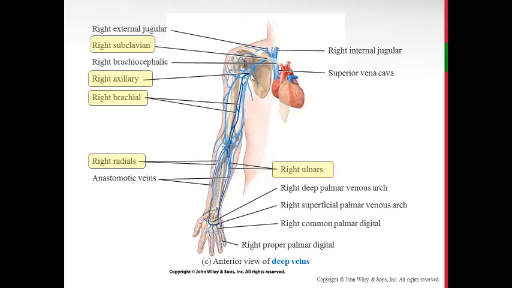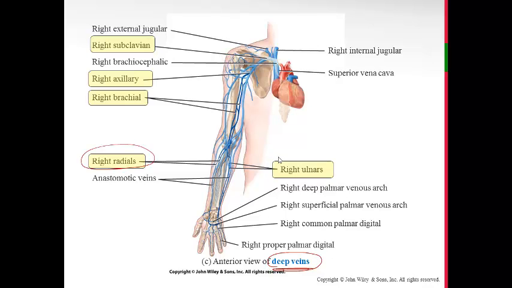Now, here is another view of the deep veins. The deep veins, of course, run deeper and they drain according to the region as well. We have the right radial vein, as well as the right ulnar vein, and then it drains back into the right brachial. It's very similar to the artery version. And back into the armpit would be your right axillary and right subclavian, and back into the brachiocephalic vein and back into the superior vena cava. Okay, so make sure you know all of these ones.